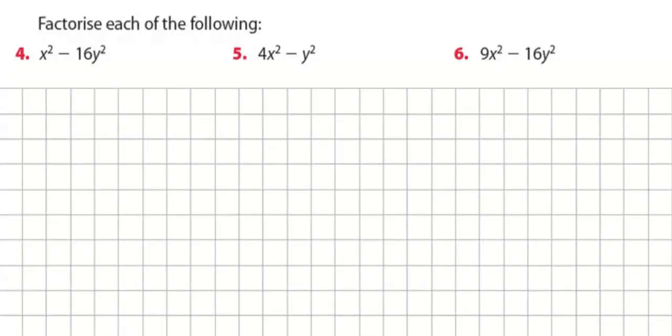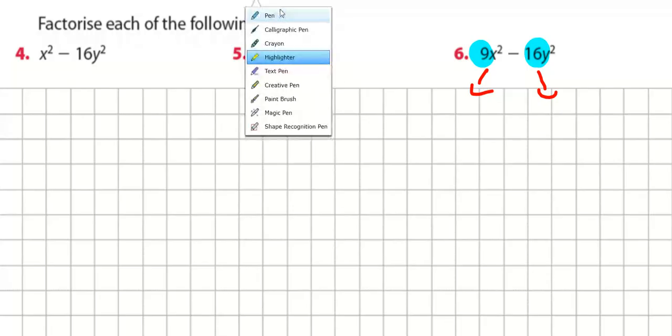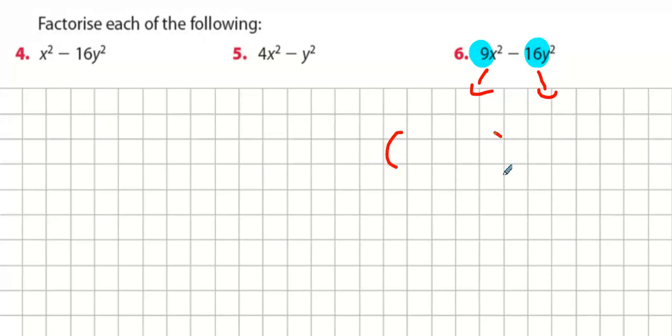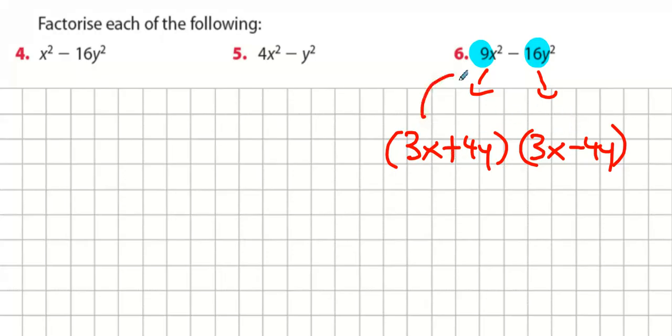Look at the next question, all right? You might think this next question is difficult, but it's actually not too bad. Actually, I'll do question 6 for you really quickly. What I want you to do is square root the 9 and square root the 16. What do you think happens when I square root 9? 3x and another square root of 16 and another, and you're done. That's the answer. If I was to multiply that out, it will turn back into that. Because what's 3x times 3x? 9x squared. And what's 4y times minus 4y?